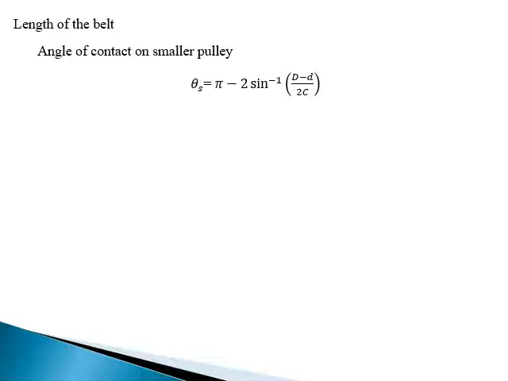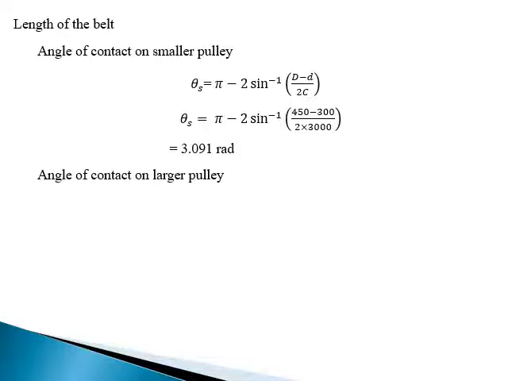Coming to the length of the belt calculations, for that we need the angle of contact on the smaller pulley, which is calculated using the equation theta s is equal to pi minus 2 into sine inverse of (capital D minus small d) divided by 2c. So this is the equation for the angle of contact on the smaller pulley. If you substitute the values of small d and capital D as 300 and 450, and the distance between the two pulley centers as 3000 millimeters, you get the angle of contact on the smaller pulley as 3.091 radians.